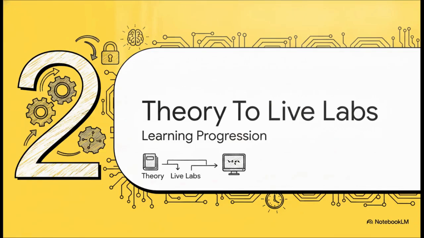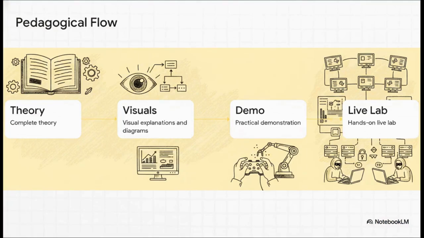Moving right along to Section 2, From Theory to Live Labs. So how is all this elite knowledge actually transferred to the student? Well, the curriculum forces a rigorous 4-step evolution. It kicks off with Step 1, delivering complete theory to build that solid foundation. But it doesn't just leave you staring at a wall of text. It immediately flows into Step 2, utilizing visual explanations alongside text-formatted diagrams to really map out the concepts, which is huge for visual learners.